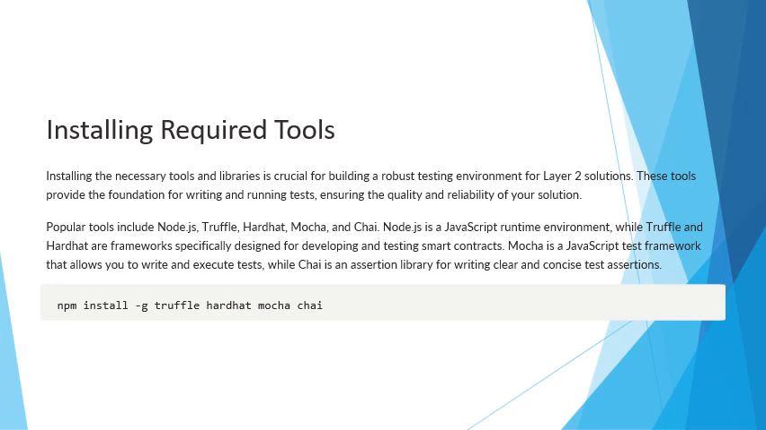Node.js is a JavaScript runtime environment, while Truffle and Hardhat are frameworks specifically designed for developing and testing smart contracts. Mocha is a JavaScript test framework that allows you to write and execute tests, while Chai is an assertion library for writing clear and concise test assertions. This command here will help you install Truffle, Hardhat, Mocha, and Chai.